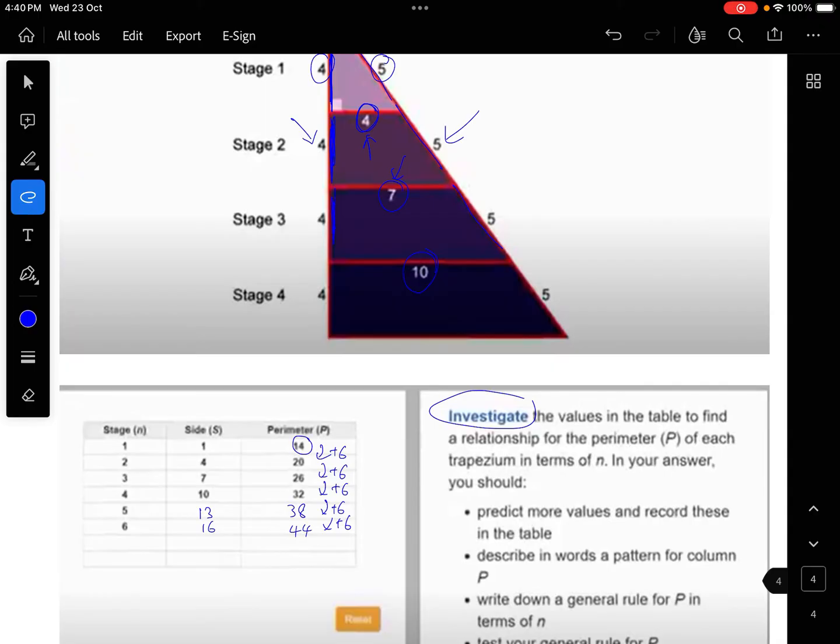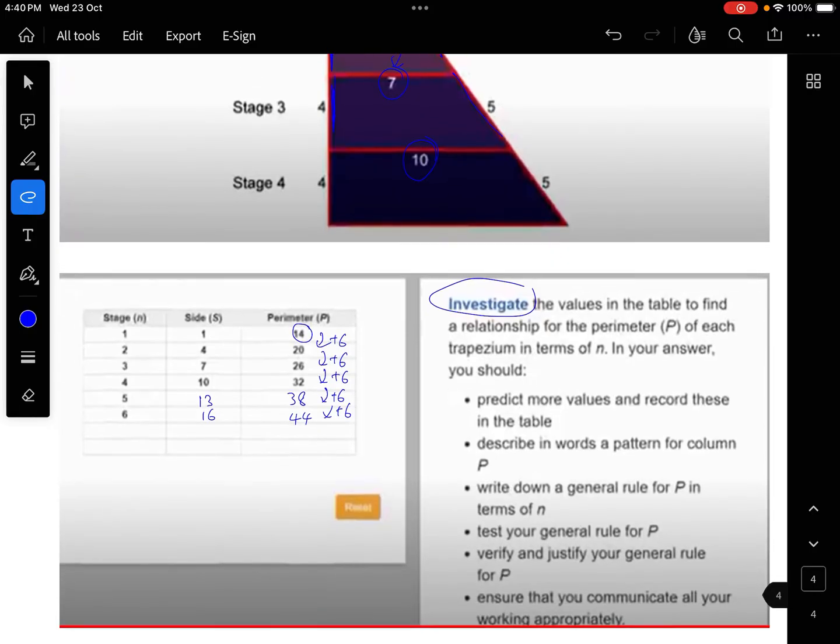And of course we could always find the perimeter by just adding up the 4 sides again, since we have all the sides of the trapezium for each of the stages as well. Okay, so we record this in the table, so this is done.